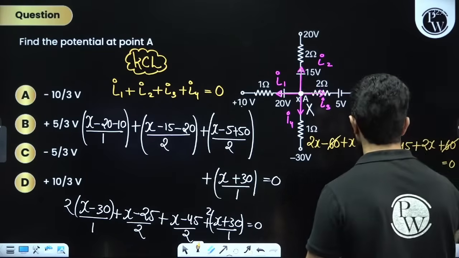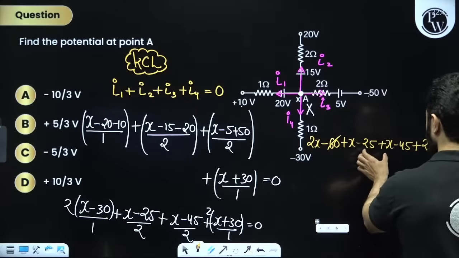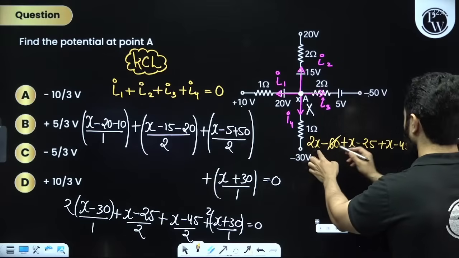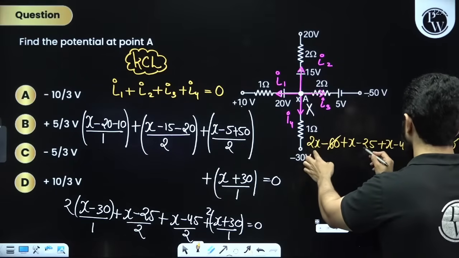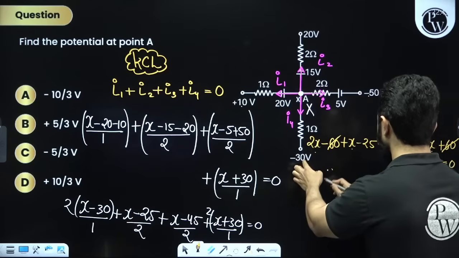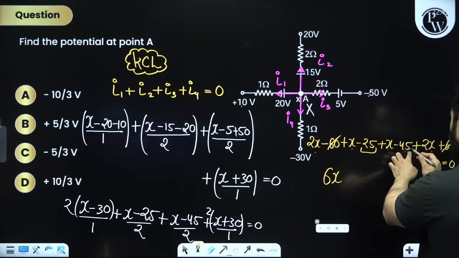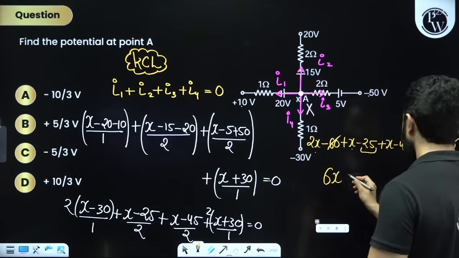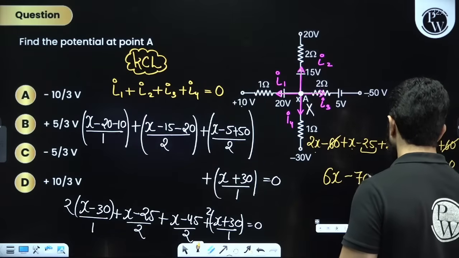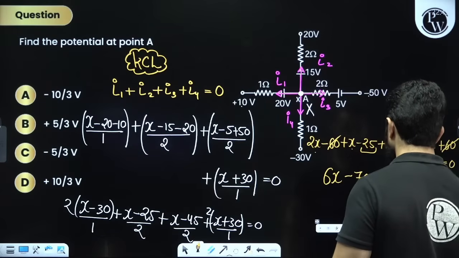60 and this gets cancels out. My dear friends, 2x and 2x is 4x and this is 6x. So this is 6x and then 5, this is 10, this is 70. So this is minus 70 is equals to 0. So x will be 70 divided by 6.